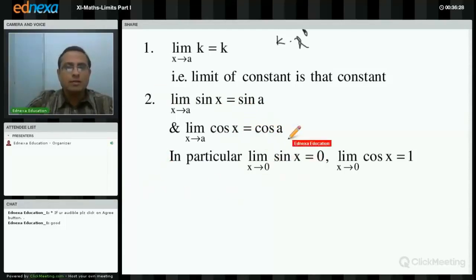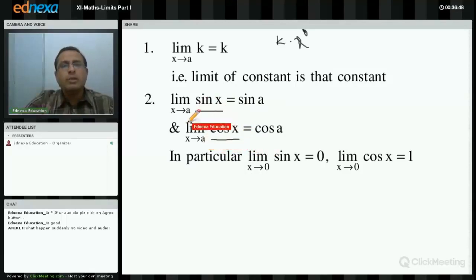So what is your answer? The answer is no, not possible. Limit of tan x as x tends to a equal to tan a is not possible in all the cases. The reason is simple. Sin x and cos x, these functions are defined for all real values of a. So whatever may be the real value of a, the value of sin x at that real value of x is always defined.